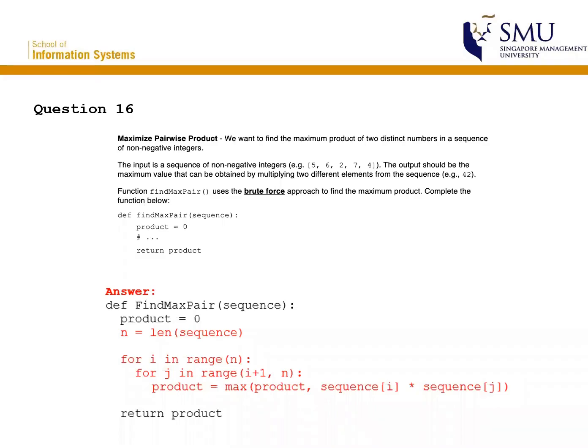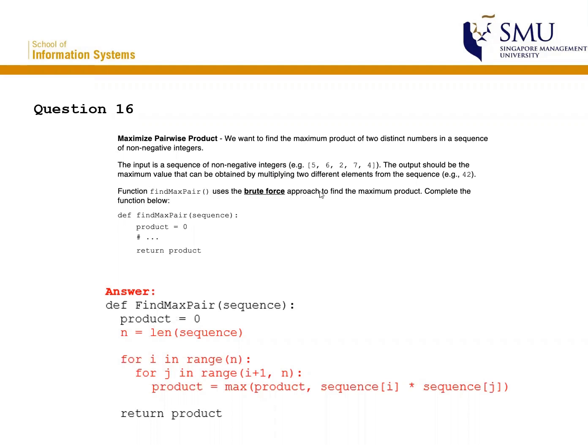So I will be discussing question 16. The problem is to find the maximum product of two distinct numbers in a sequence of non-negative integers. You are required to return the product of these two distinct numbers. For example, in the sequence 5, 6, 2, 7, 4, you are required to return 42, which is 6 multiplied by 7.